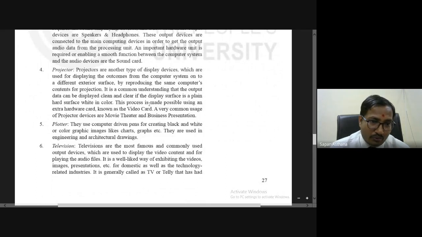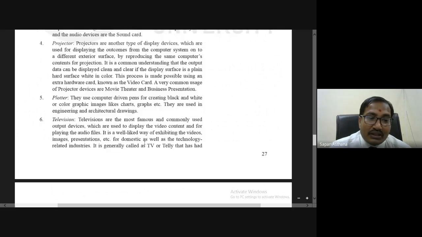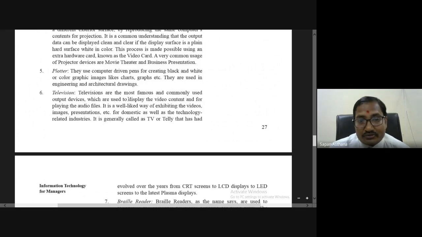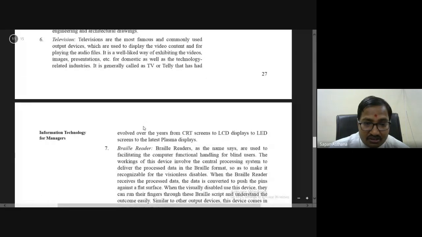All of you know nowadays the projector is less used, but earlier a lot of the times projectors were used. Plotters use computer driven pens for creating black and white or color graphic images like charts, graphs, etc. Televisions are the most famous and commonly used output devices. And braille readers are, as the name says, used to facilitate the computer function handling for blind readers.